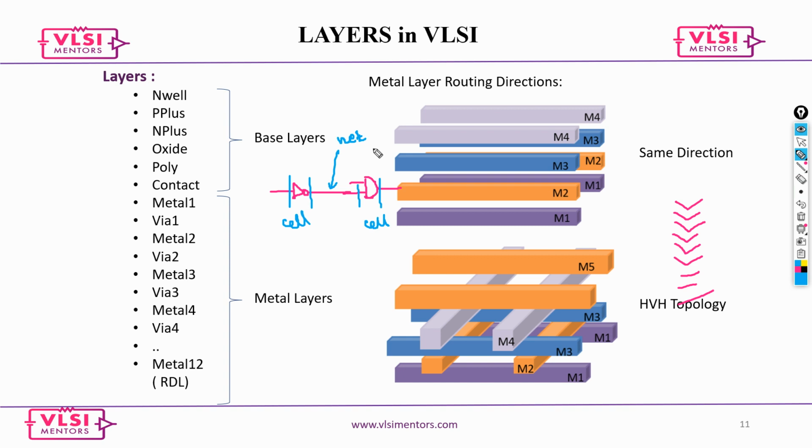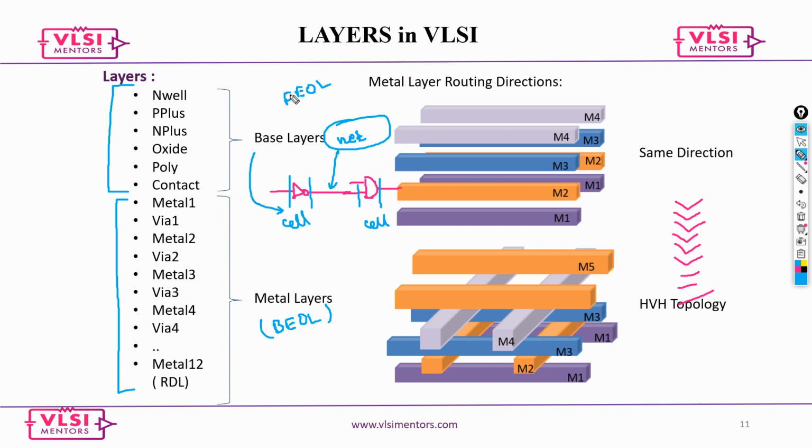To manufacture these transistors or the cells, we use these base layers. Then we use all these metal layers to manufacture this connectivity, which is called nets. People in industry call the base layers FEOL and the metal layers BEOL. This is front end of line and back end of line. The base layers are all the layers we need to form the cell, and the metals are used to manufacture the net connectivity.